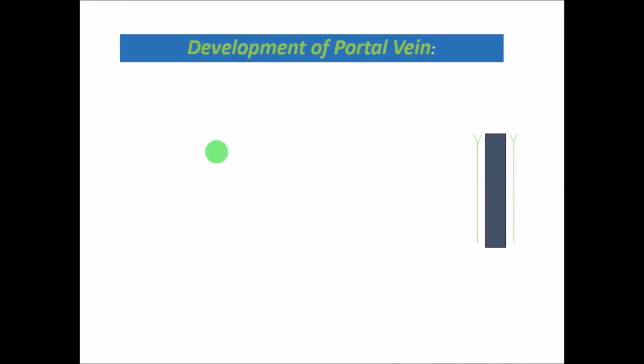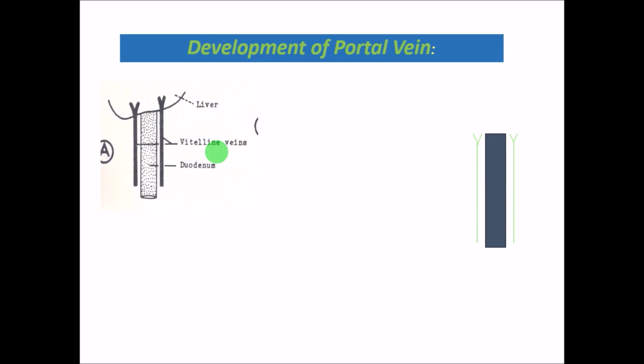Okay, now coming to the development of the portal vein. Portal vein develops from two vitelline veins around the duodenum. Here in this picture, if you see, this is the duodenum, and the right and the left vitelline veins are there on either side. They are separated initially. So here in this picture graphically, this is the duodenum and the right and the left vitelline veins. Initially they are separated, there is no communication.